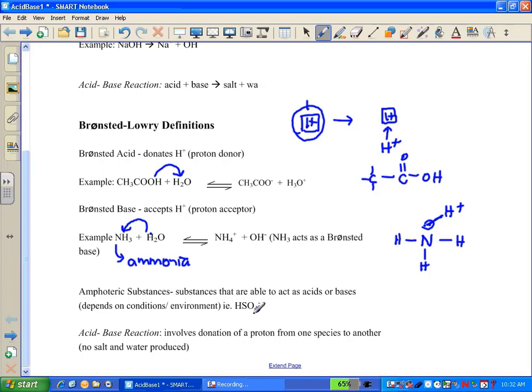Other examples of amphoteric substances are common polyatomic ions. So as you can see, this HSO4-, it has a hydrogen for donation, so it would be able to donate this. And it's also an ion and would be able to accept a proton to become H2SO4. So this is what an amphoteric substance is. Now these two reactions are both examples of acid-base reactions using the Bronsted-Lowry definition. They both involve the donation of a proton from one species to another. And that's what the definition is under the Bronsted-Lowry.